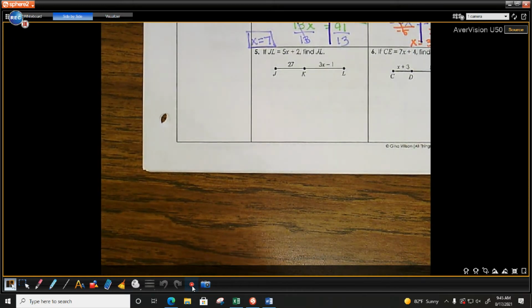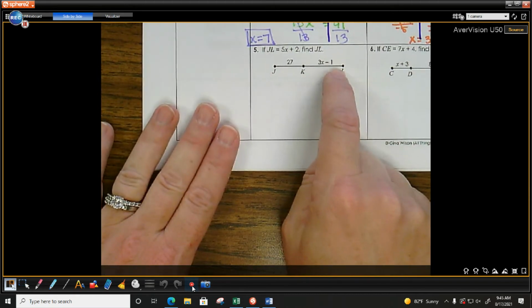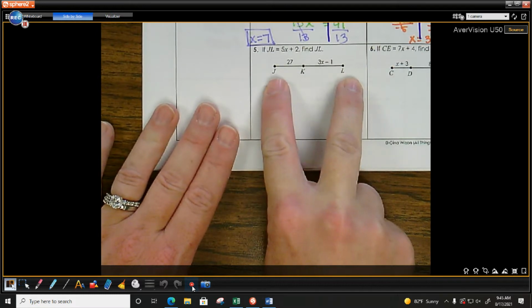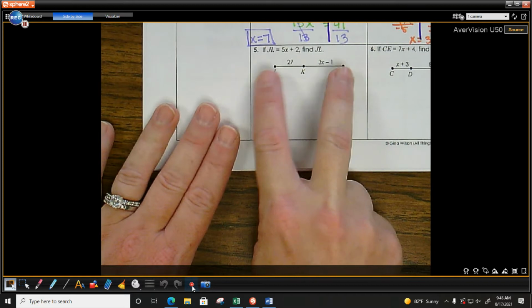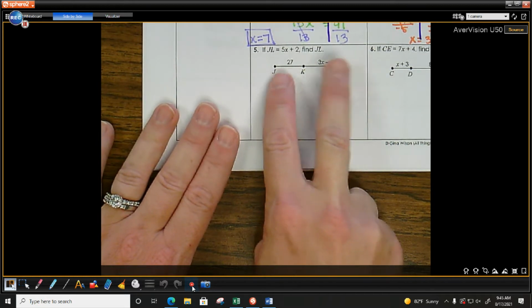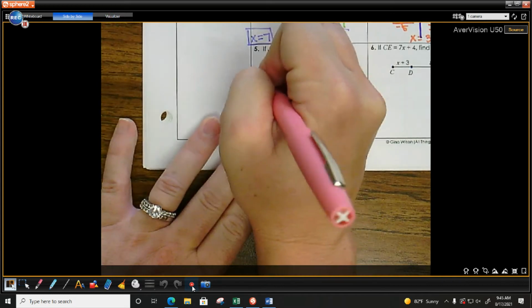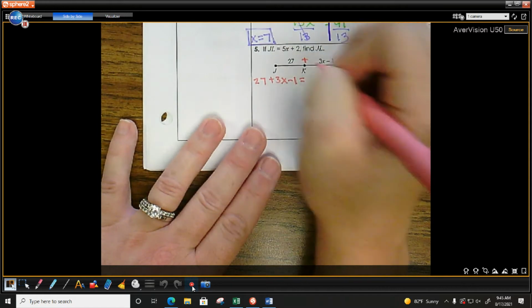Okay, do I have a piece and a piece? Yes, I have both pieces labeled. Do I have the whole? Yes. The whole is from J to L. So I'm going to add my two pieces and set it equal to the whole. So 27 plus 3x minus 1 equals the whole, which is 5x plus 2.